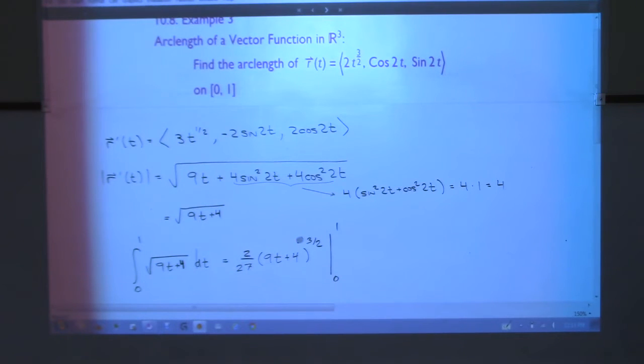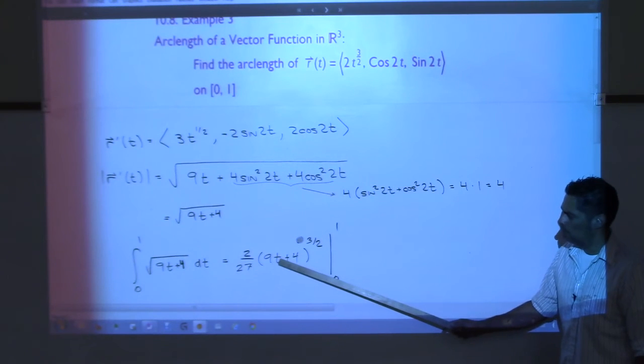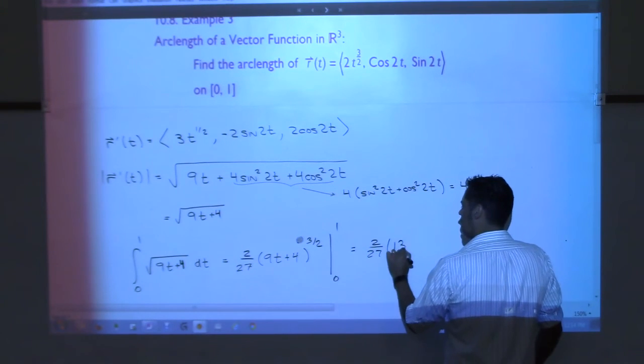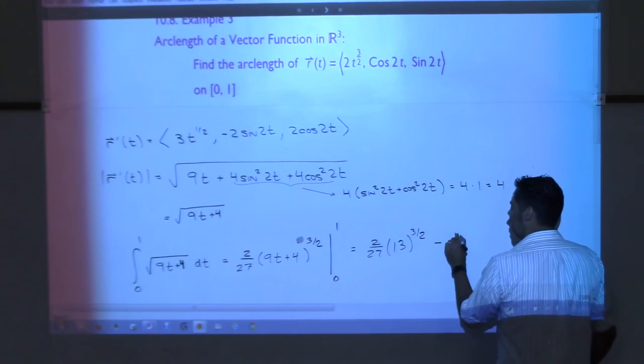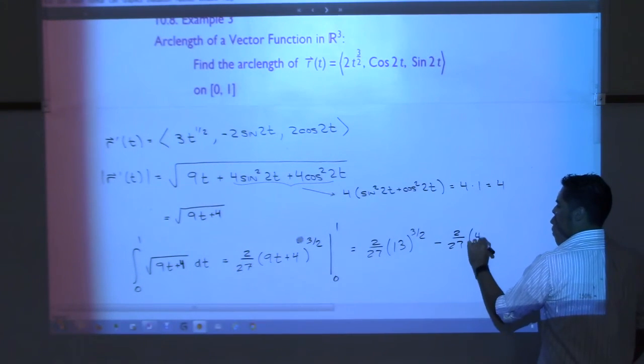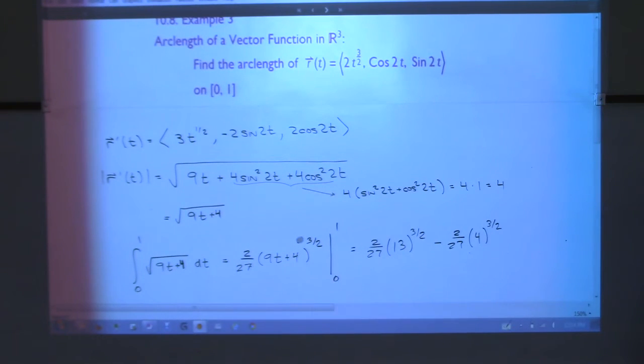Are there any questions on that? Let's plug in 1. What would you get if you plug in 1 here? 2 over 27. You get 13 to the 3/2. So you get 2 over 27 times 13 to the 3/2, minus, then plug in 0, 2 over 27 times 4 to the 3/2. And whatever that is, right? That's going to be your arc length. This might be worth getting a decimal. I'm not going to do it now, but this might be worth getting a decimal so that you have some sense of how long that is.